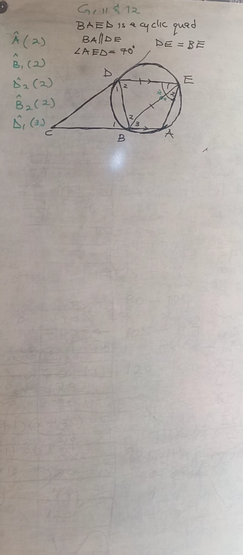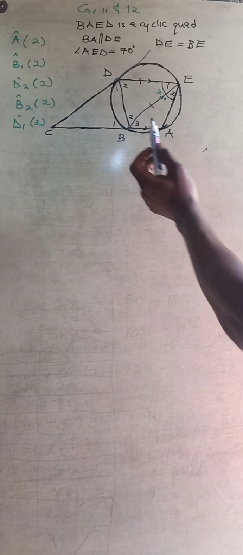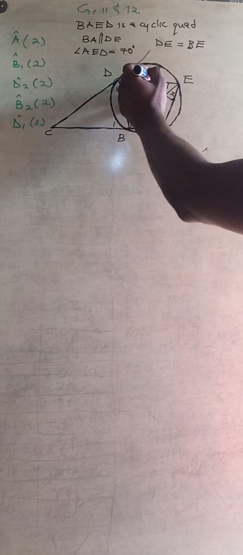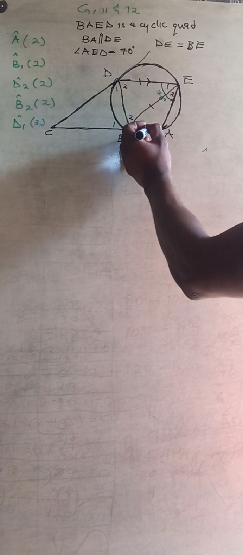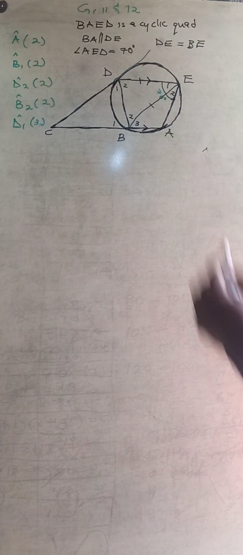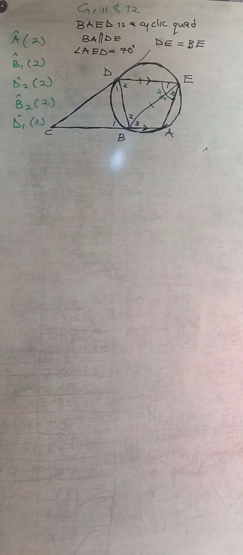I've got a circle geometry question. If we can see, they're saying BAED is a cyclic quadrilateral, and BA is parallel to DE. We can see that by these arrows. And then they are saying DE is equal to BE, so the two lines are equal.